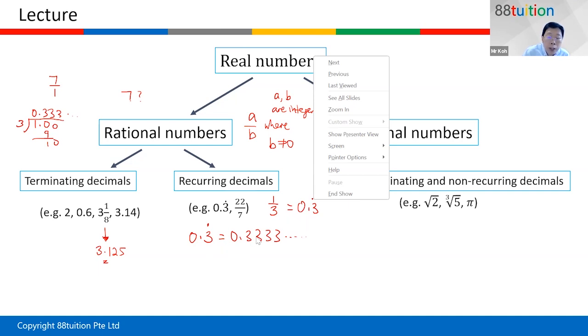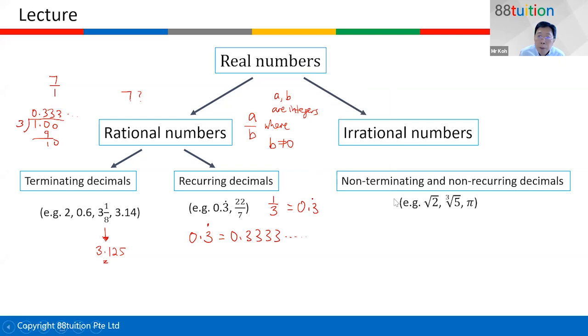The next thing is, what about 22/7? All right, I will talk about 22/7 very quickly. Now you know that 22/7 is a recurring decimal. Then we move on to the next one.